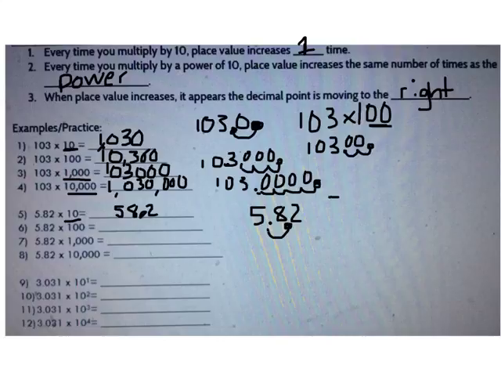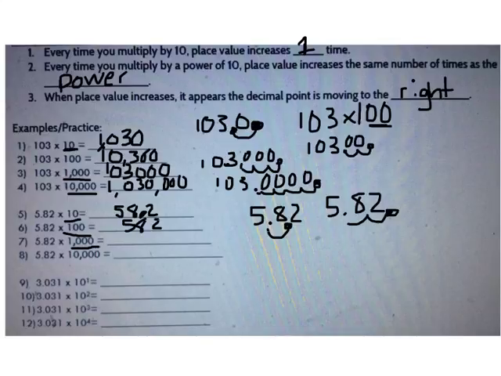What about 5 and 82 hundredths times 100? This time, how many times will place value increase? It will increase twice. So it will appear the decimal is moving twice to the right. Once, twice. So the answer is 582.